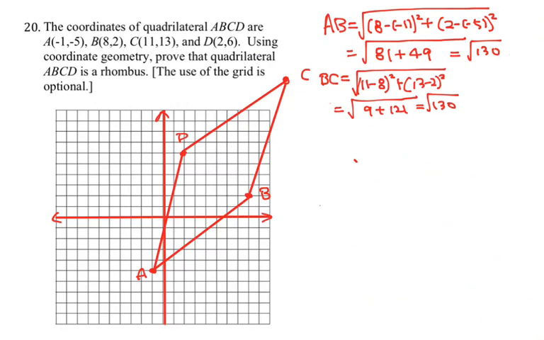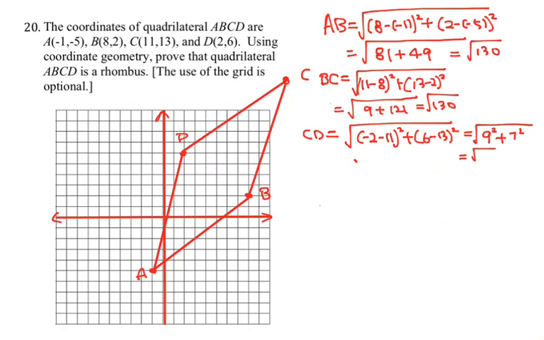How about CD? So CD is change of x becomes 2 minus 11, 2 minus 11 squared, okay. Now, CD, so 6 minus 13 squared, then what is that? Then it becomes 9, and it becomes 12, negative, actually, 9 squared. And then this one becomes 7 squared. So we get square root of 130 once again.